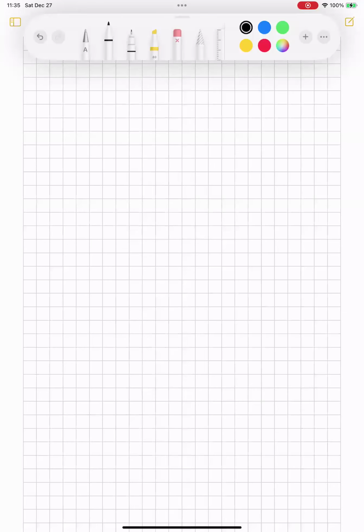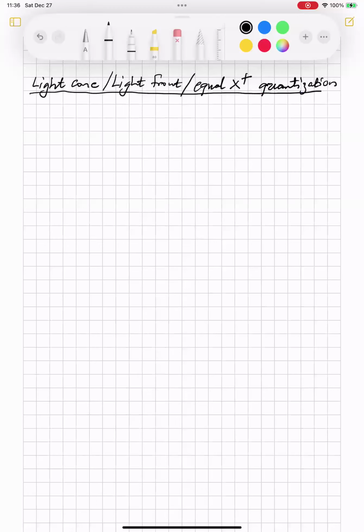Okay, so now we are going to go through, let's say, light cone. It's also called light front. It's also called equal x plus quantization. Okay, so this will give you an idea. It'll be a concrete example of a situation where we don't take the parameter t to foliate spacetime.